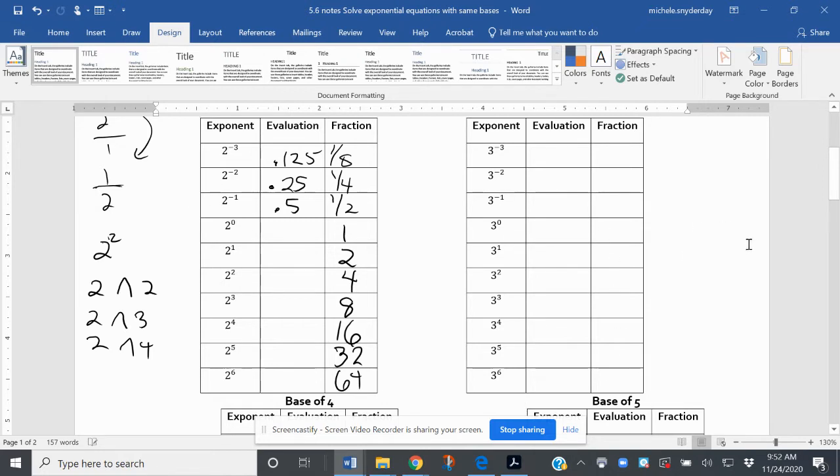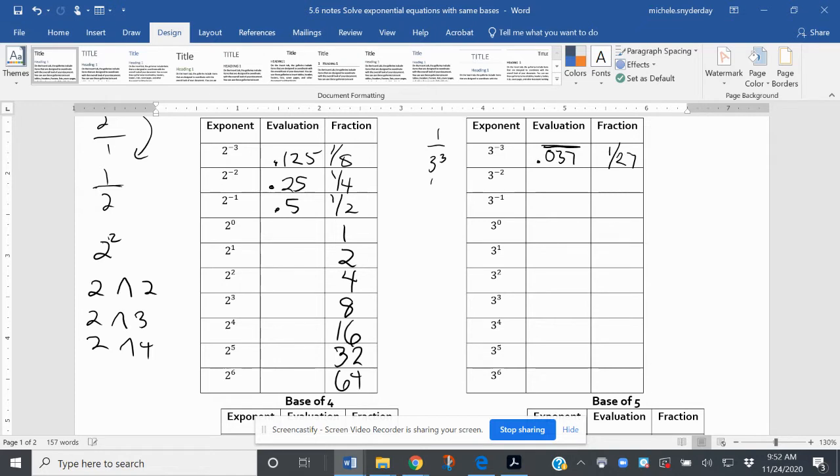Okay, next chart. 3 to the negative third power. So once again, if you put it underneath 1, it's 1 over 3 to the third power, and 3 to the third power is 27, so 1 over 27. This would give you a repeating decimal. Most things divided by 3 will give you a repeating decimal. And this is 0.037. The way you denote a repeating decimal is by the bar over it.